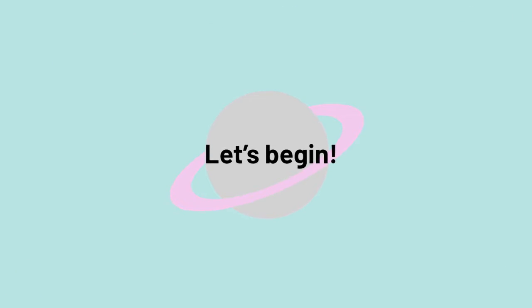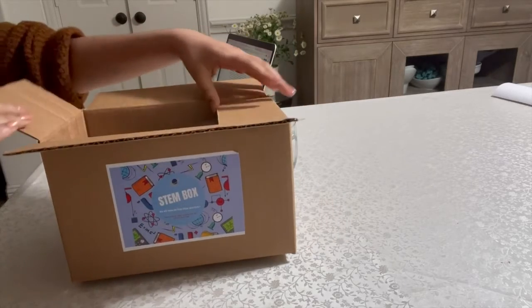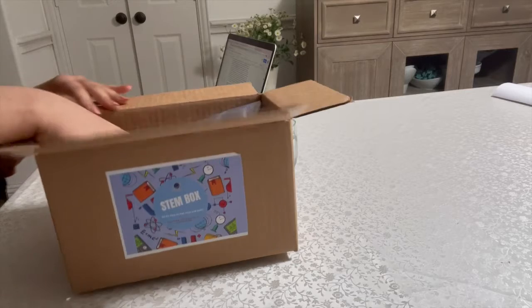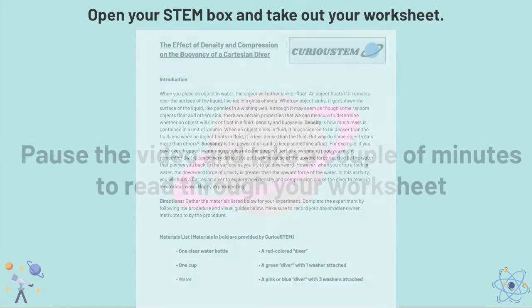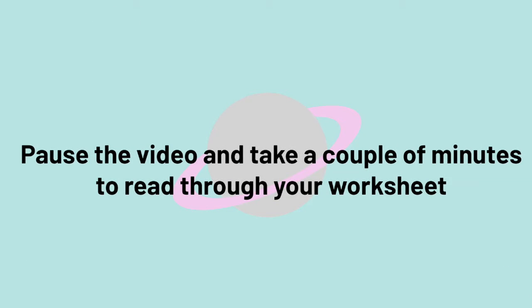Okay, now that you understand how density and pressure affects whether an object sinks or floats, let's begin the experiment. Open your STEM box and take out the worksheet, which should be at the top of your box. The worksheet looks like this, and it's titled, The Effects of Density and Compression on the Buoyancy of a Cartesian Diver. Take a couple of minutes to look through the worksheet and read the procedure, just to get an idea of what the experiment's about.